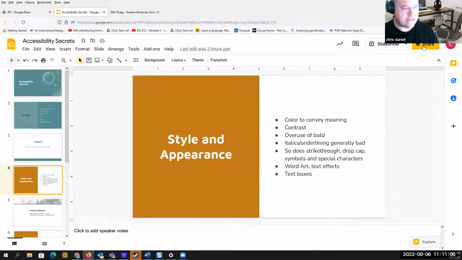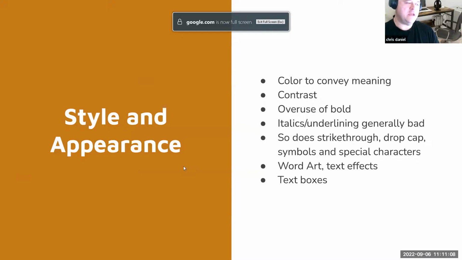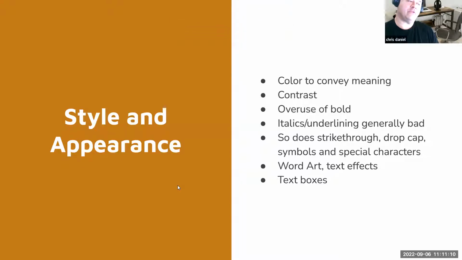So let's talk about style and appearance. Here are some things that I don't necessarily need to demonstrate all of, but I will demonstrate a couple of them. Color to convey meaning is fraught. We have folks with different types of color blindness, and also we can't be assured that our coloring choice will be readable by a screen reader. So those are the two big reasons you want to try to avoid color when using it for emphasis in a document. We have to be careful with contrast.